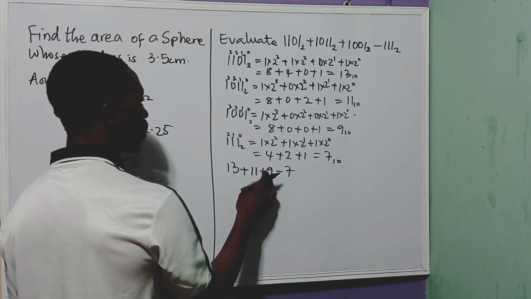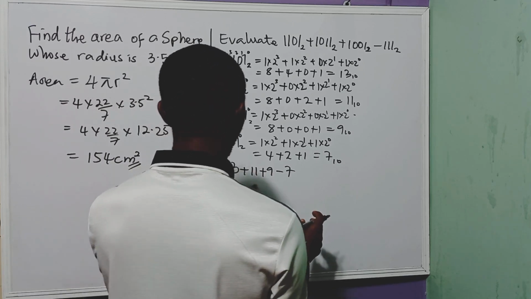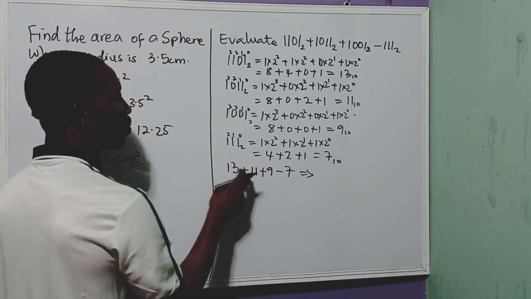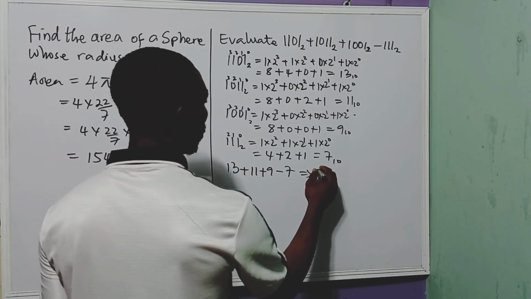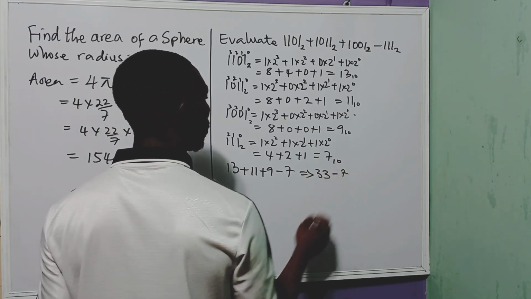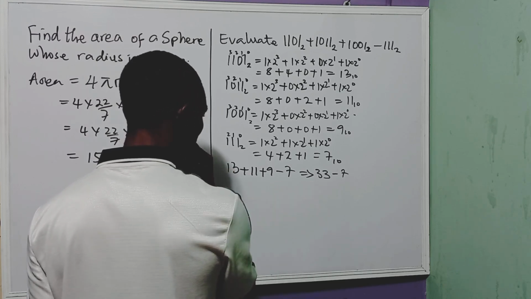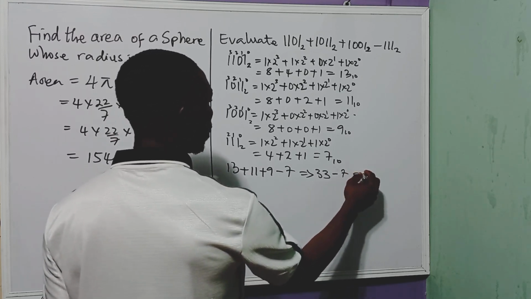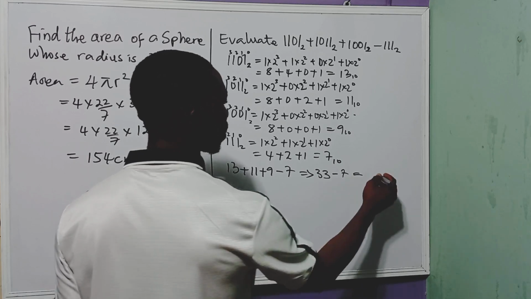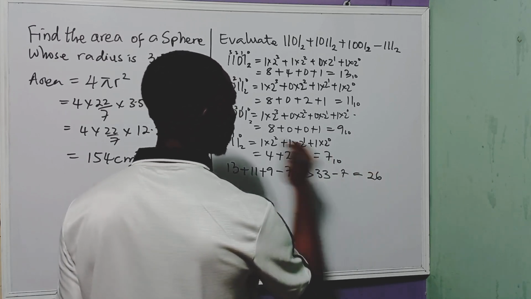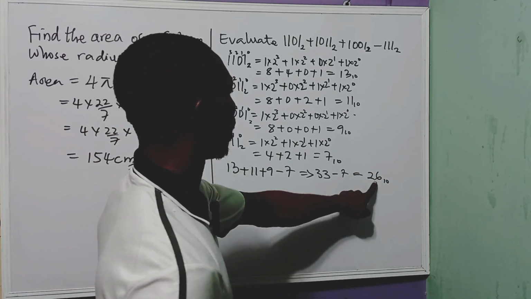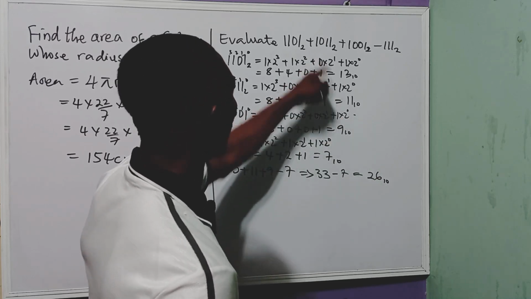13 plus 11 plus 9 will give us 33. 33 minus 7 would give us 26 base 10. So now we have to convert our 26 back to base 2.